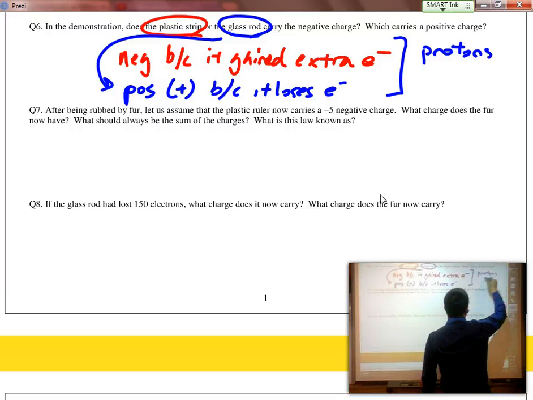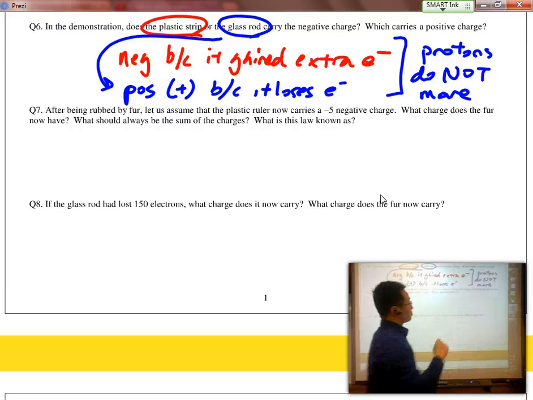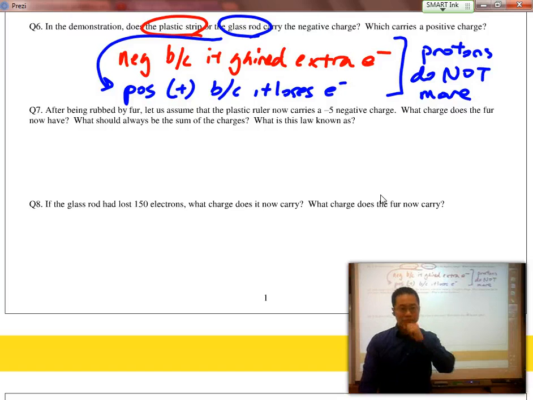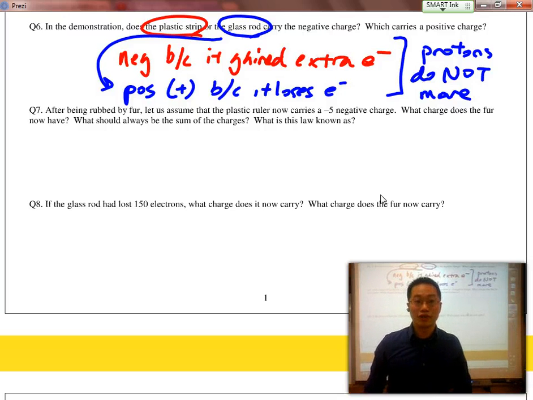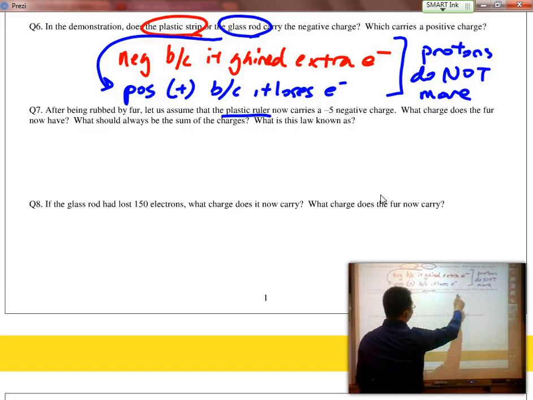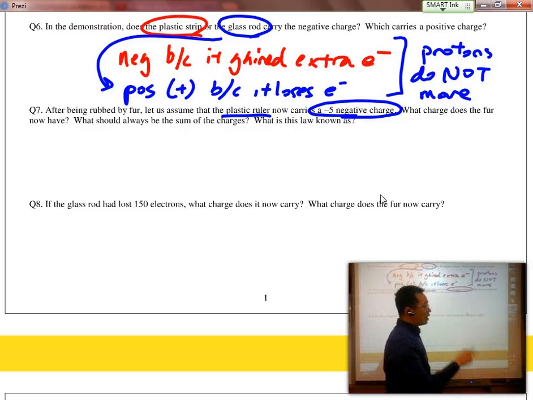Notice in both cases, protons do not move. Any sort of creation of positive or negative charge is entirely created by electrons, either by having extra electrons or a deficiency in electrons. And after being rubbed by fur or by the silk cloth or whatever it might be, the plastic ruler now carries a -5 charge, which meant that 5 extra electrons, we'll assume that for now, went onto the plastic ruler.